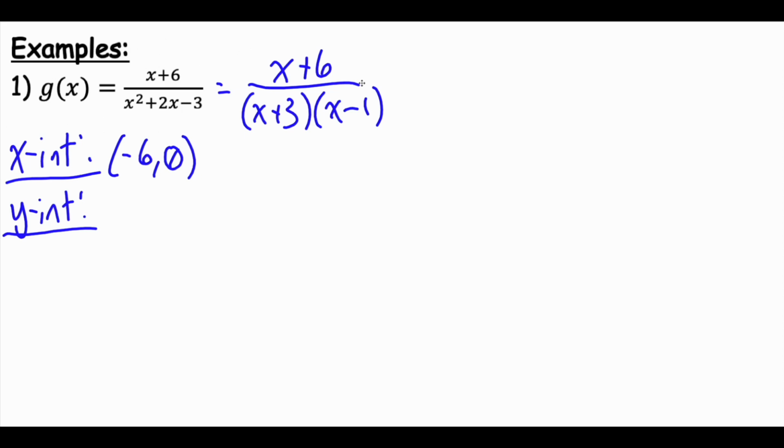So the y-intercept is what we get when we plug 0 in here. So if you plug in 0 into this function, you end up with 6 over -3. And 6 divided by -3 is just a -2.